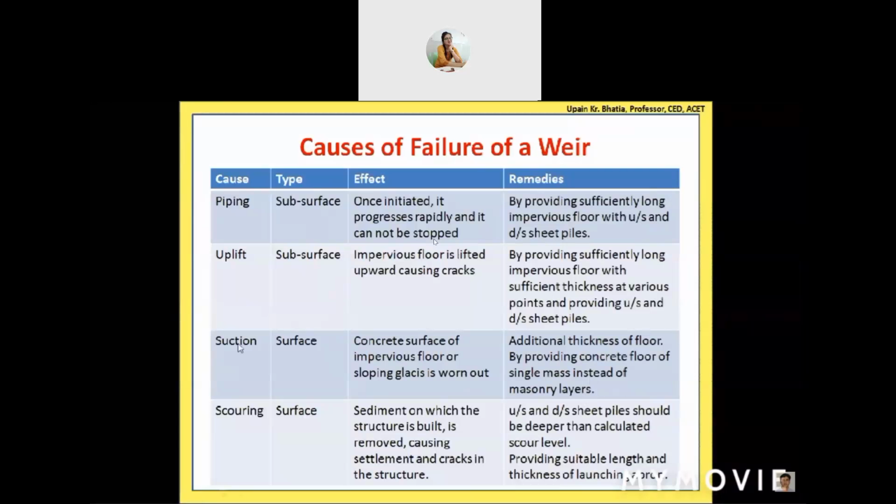So suction will be more effective, so that floor will be damaged very soon. So instead of providing the masonry layers, we can provide the single concrete floor as a single mass. So these are the remedies for preventing suction.